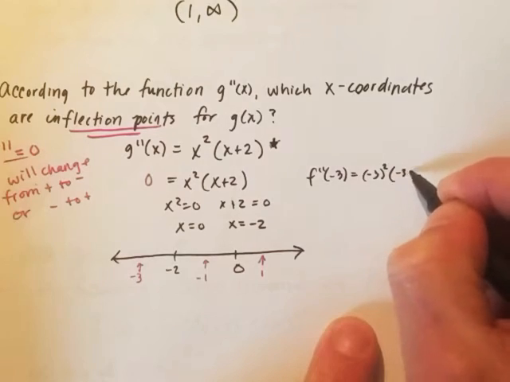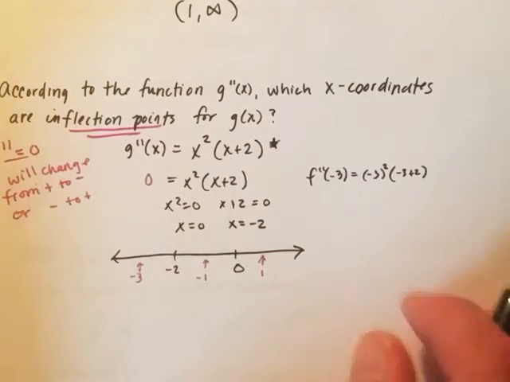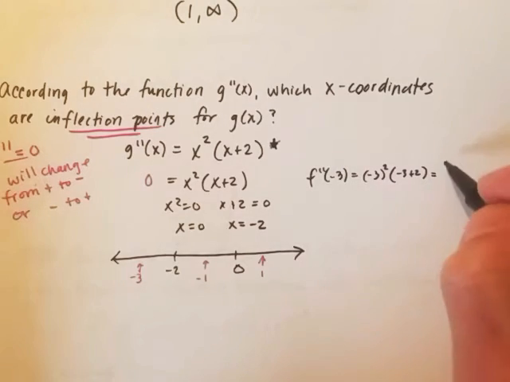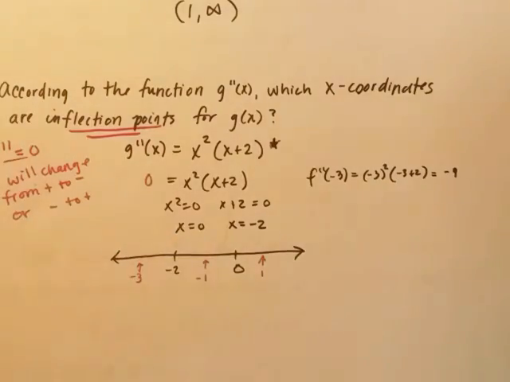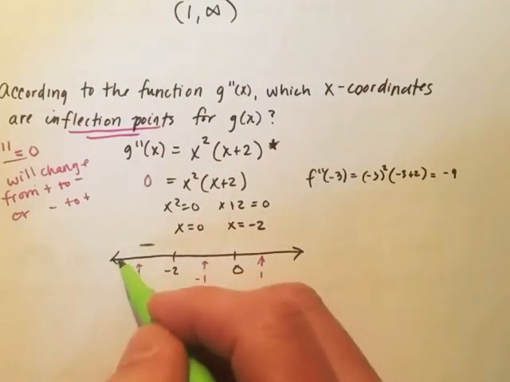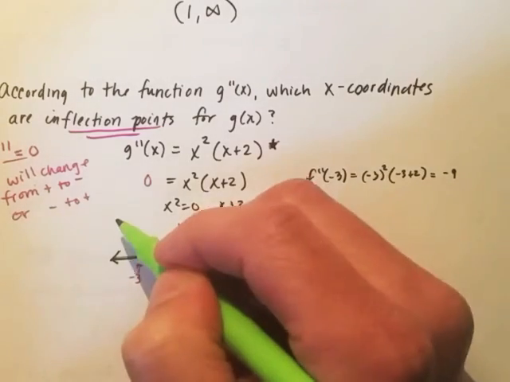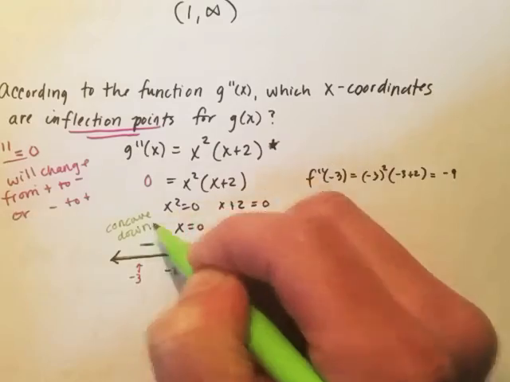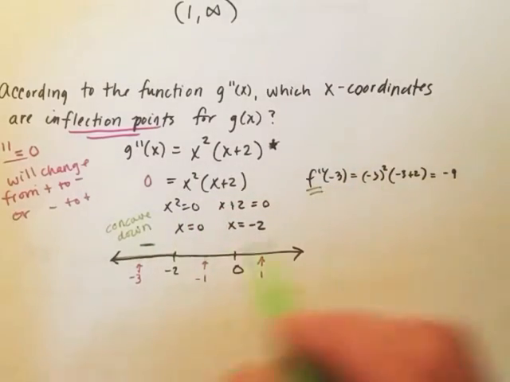We square it, and then we add 2 to it, and then we multiply those two. So that's going to give us a +9 times a -1. That gives me a -9, which really I just need to know that that's negative. That on that interval, this thing is concave down. It's not decreasing, it's concave down, because remember that the second derivative tells us concavity.